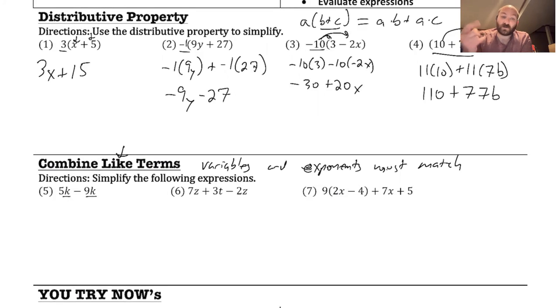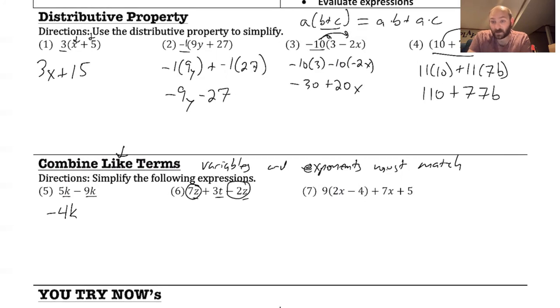When we combine our like terms, all we have to do is the operation that's in front. So for example, 5 minus 9 is a -4. So this just turns into -4k. The variable stays there. We don't lose that. It has to be a part of it. Now look at this one. I got z, t, and z again. So my like terms are actually these two.